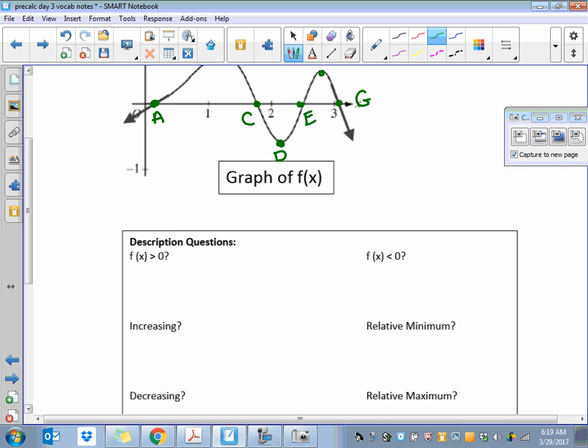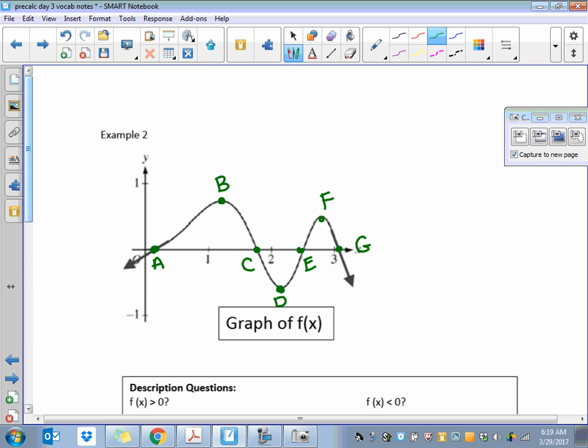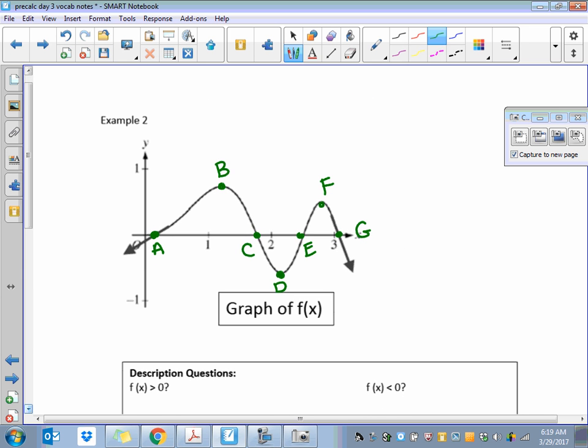So maybe, for example, let's do the first one. Where is my graph? Where is my function greater than 0? I would say my function is greater than 0 from A to B. Oh, I lied. Did you all go, no, that's wrong? A to C and E to G. Okay, try that. Pull the key up on Blackboard to check it.